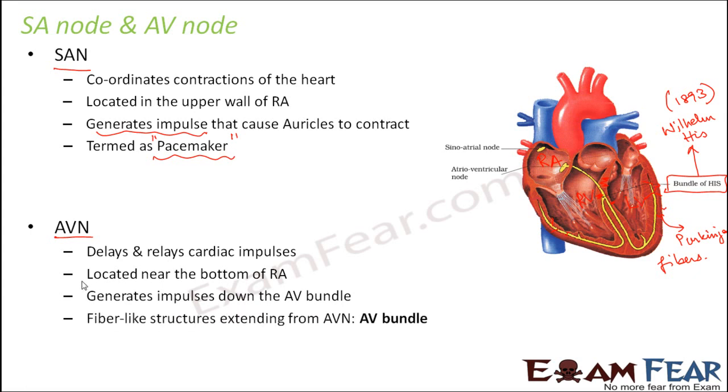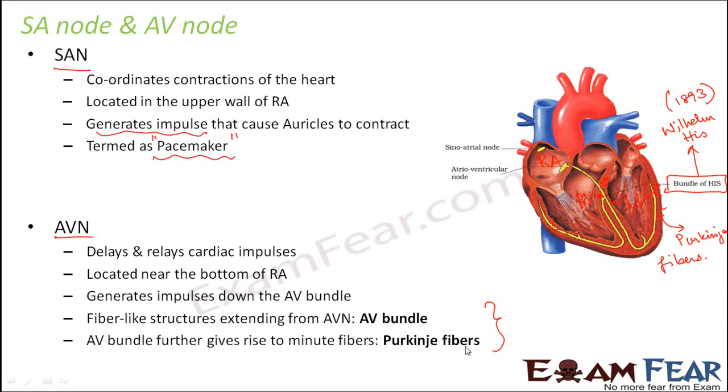So here what happens, there are fiber-like structures extending from the AV node. They are called the AV bundle. As I discussed, the AV bundle further divides into the right and left bundle, which in turn divides into minute fibers called the Purkinje fibers. And this AV bundle and Purkinje fibers, they are together known as the bundle of His.